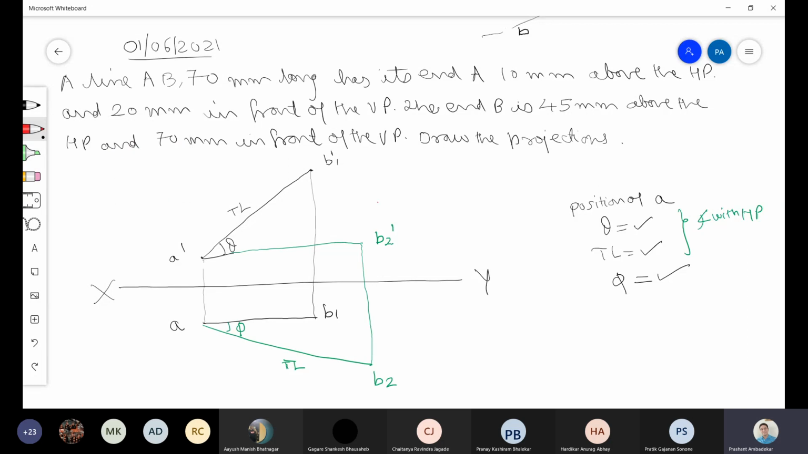Then, considering the inclination to HP and VP, we have to draw the position of B. Position of A is given to us, and position of B is to be found out. For that, we draw a locus line, which is obtained for the front view as well as the top view.